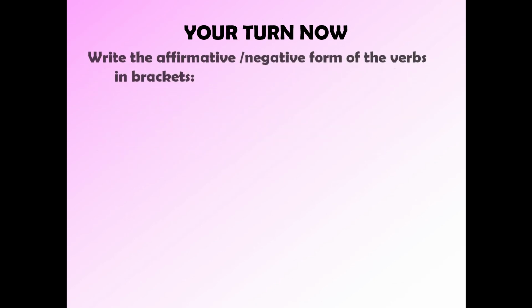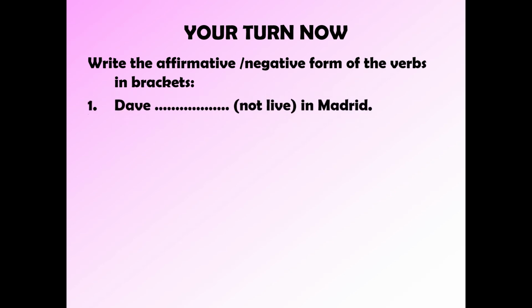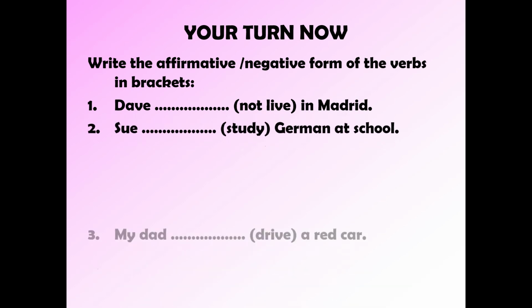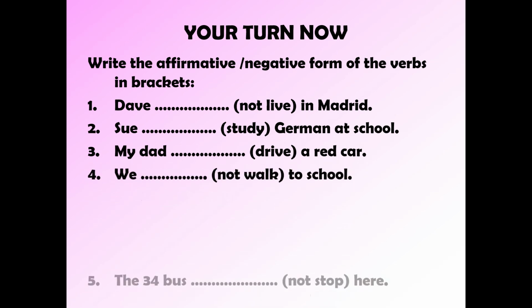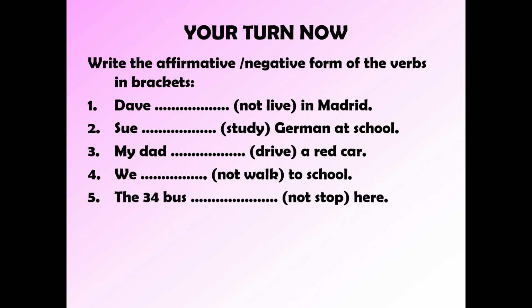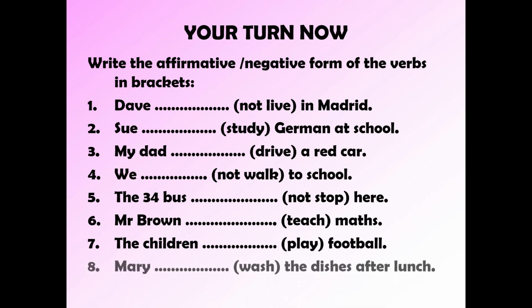Your turn now. At home you can practice the following sentences, and in this part you have to change those sentences into negative form. Dave, number 1, number 2, Sue, number 3, my dad, number 4, we, number 5, the 34 bus, number 6, Mr. Brown, number 7, the children, so you have to practice at home, and number 8, Mary.